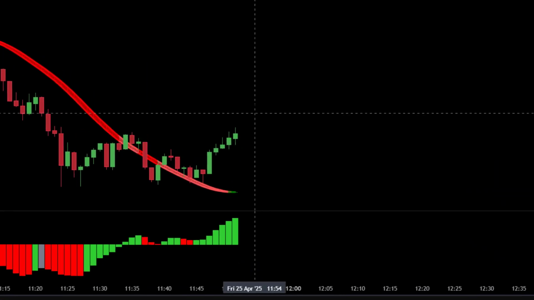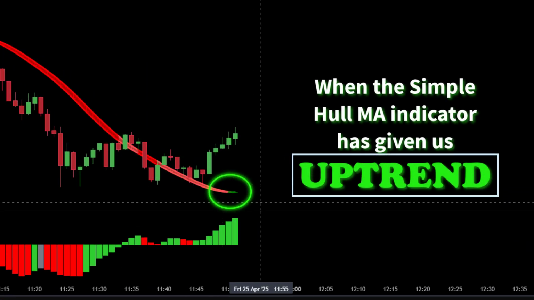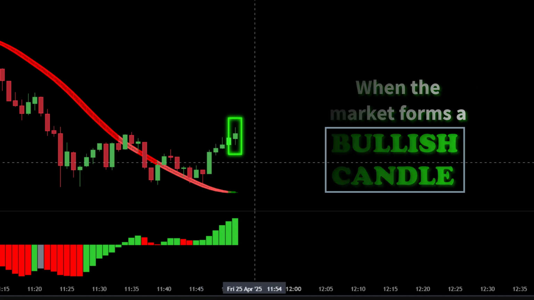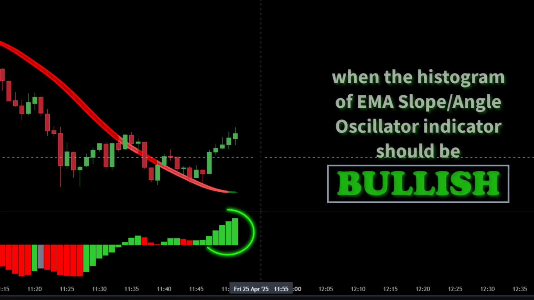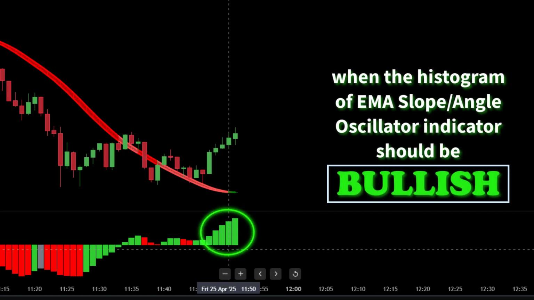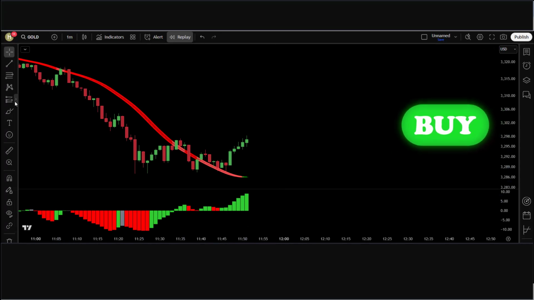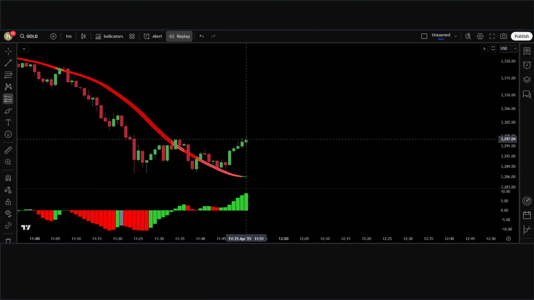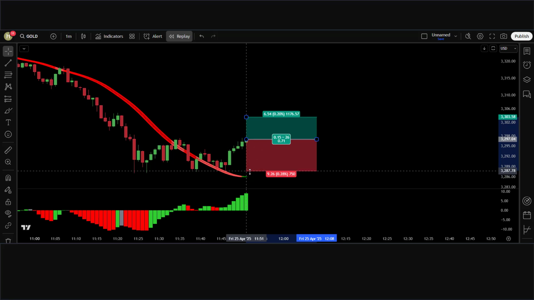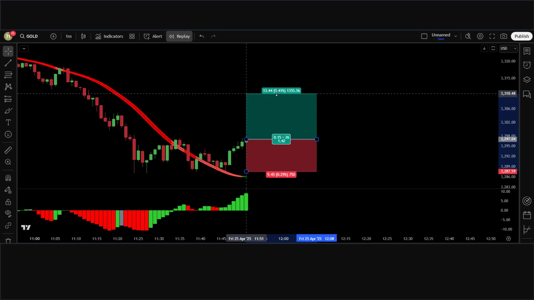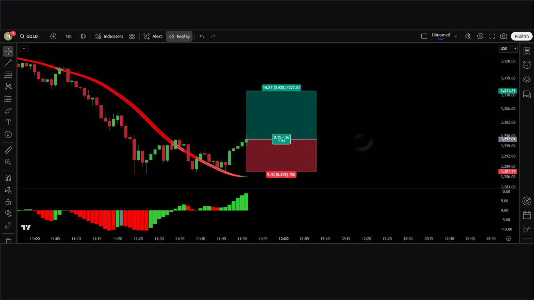Now, let's understand the concept where we will take buy and sell trades based on their conditions. When the Simple Hull MA indicator has given us an uptrend signal, when the market has formed a bullish candle, and when the histogram of the EMA slope/angle oscillator indicator is bullish, if this condition is fulfilled, then we will place a buy order. Our stop loss will be placed at the current market's lower level, and the risk to reward ratio will be 1:1.5.